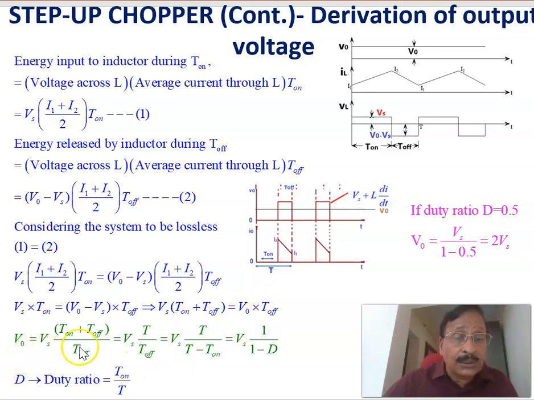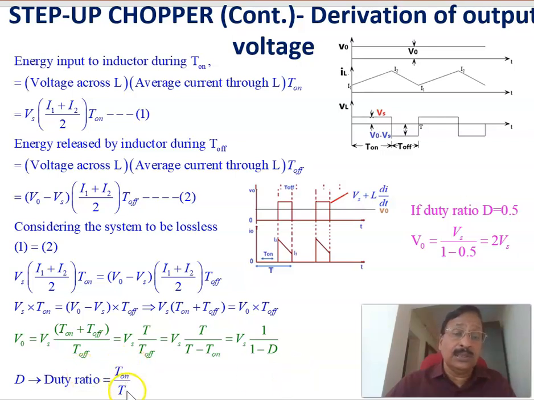Or V0 equals Vs into (T on plus T off) divided by T off, which is Vs into T divided by T off. T off can be written as T minus T on. Dividing numerator and denominator by T, V0 equals Vs into 1 divided by (1 minus T on by T), where T on by T is the duty ratio. Therefore, the average output voltage is V0 equals Vs divided by 1 minus D, where D is the duty ratio, equal to T on divided by the total time period T.